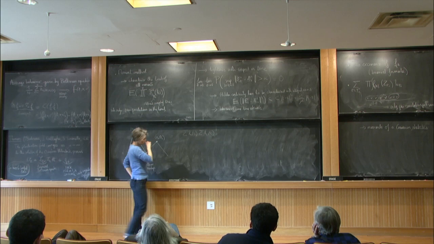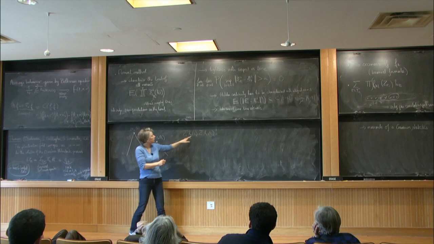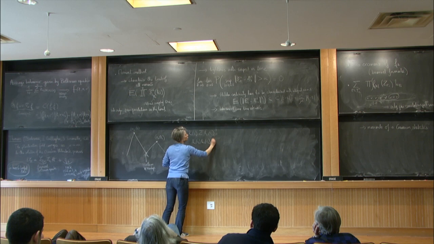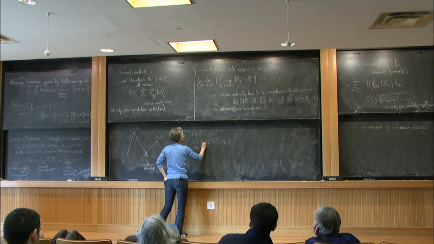Okay, so if you have equal times, then the only exception to this kind of picture is the case when you have the same zi in the two sums. So either you have something like h1 times f2 of z1, z2, and this is represented by this kind of graph. Or you have something like h1 of z1, h2 of z1, and then you have just f1 of z1.